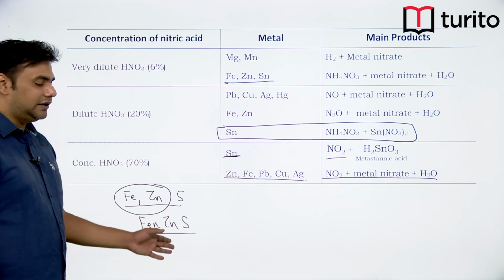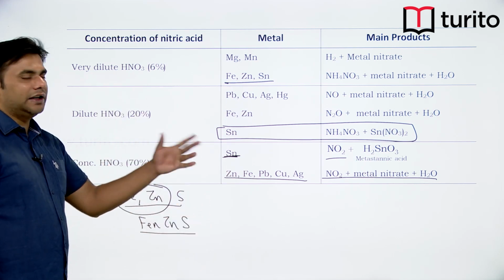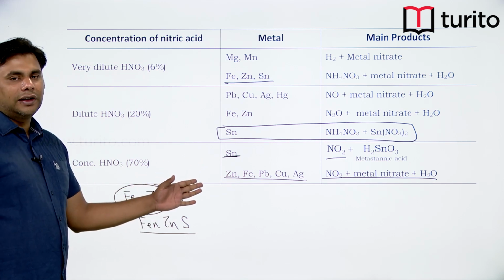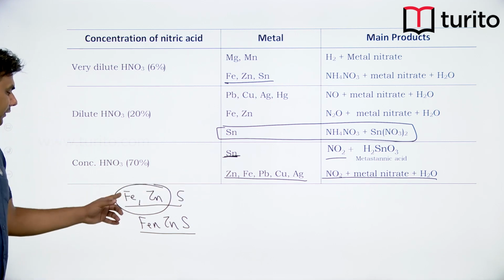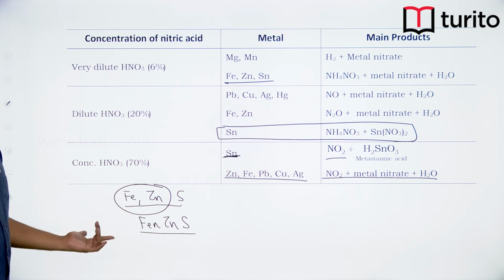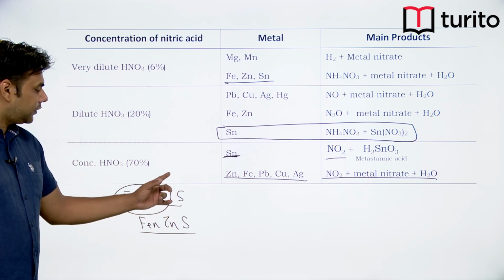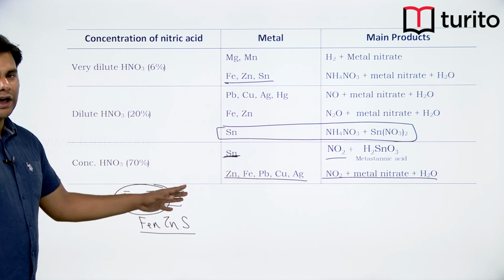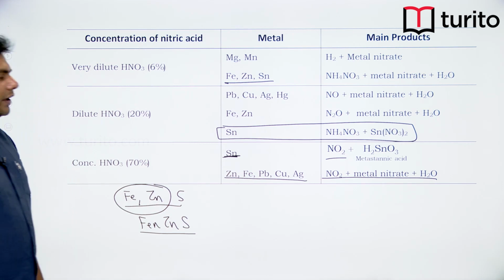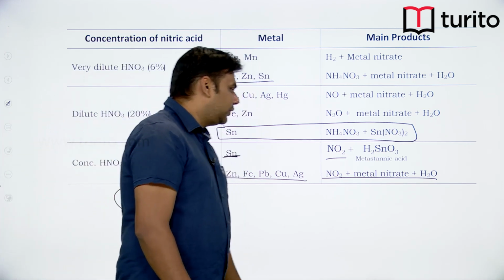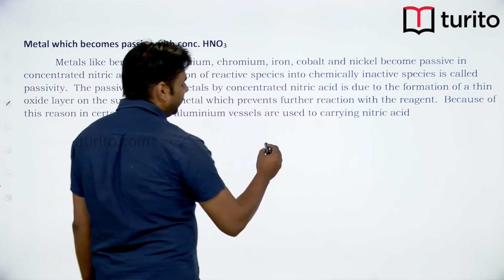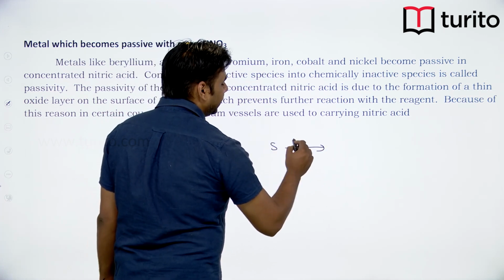So iron, zinc and tin do not follow a general trend. With very dilute HNO3 iron and zinc give NH4NO3, with dilute they give N2O, with concentrated they give NO2. Whereas with tin, very dilute or dilute both give NH4NO3, and with concentrated HNO3 tin gets converted into stannic acid, H2SnO3. Hope you know this now. Now if you react any element, suppose you are reacting sulfur with HNO3.